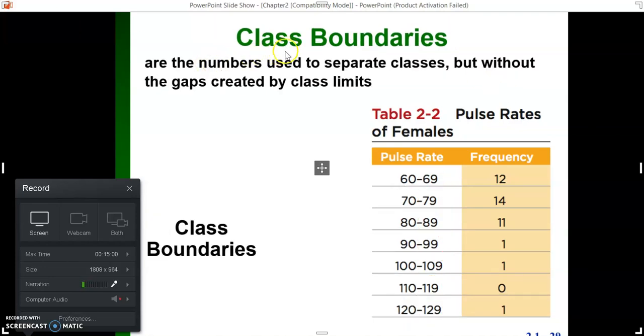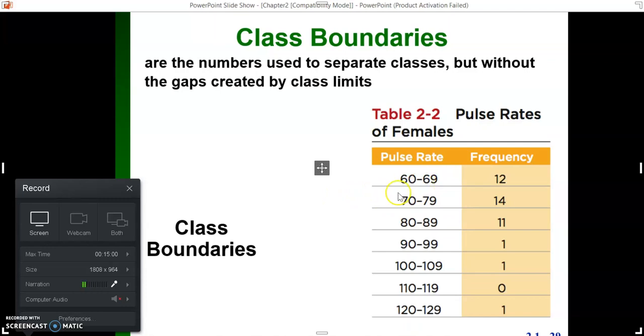Next value, you have to know class boundaries. The class boundaries: when you see these class intervals, they are mutually exclusive. That means disjoint. There's no connection in between these two values. This is the end and the starting value, 69, then move to 70. There's no connection in between that.